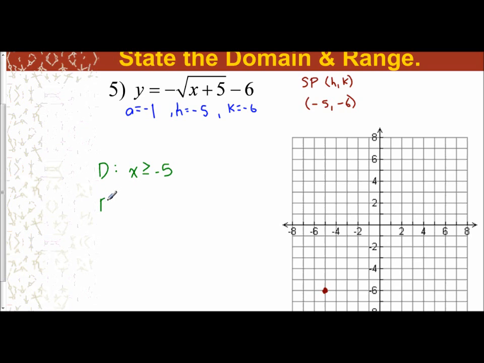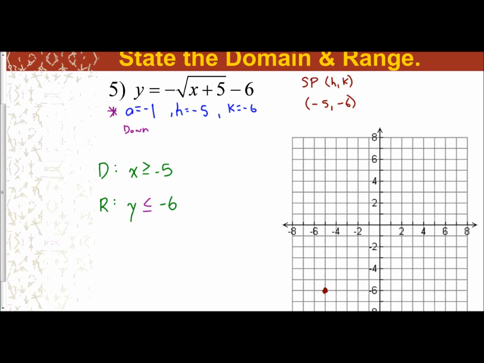My range is based off of my y values, which is represented by my k. However, also for your range, you have to keep in mind your a value, because when a is positive, the graph is opening up. When a is negative, that means it's opening down, which affects the inequality for the y. If it's opening down, then y has to be less than or equal to -6.